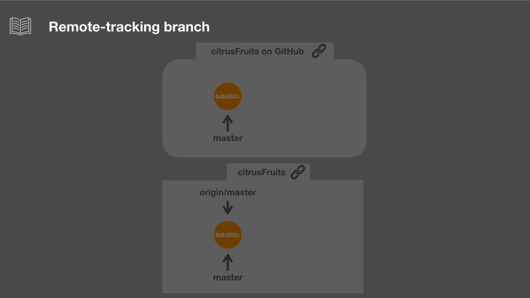Git moves them for you whenever you do any network communication. So in other words, if you push a branch or if you fetch or pull down any changes. You can think of them sort of like bookmarks that remind you where the branches in your remote repositories were the last time you connected to them.